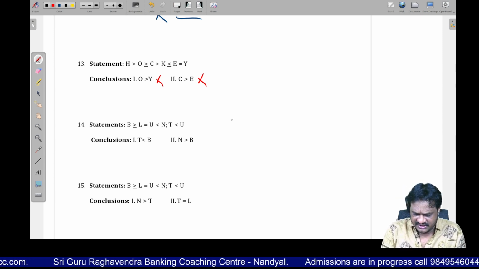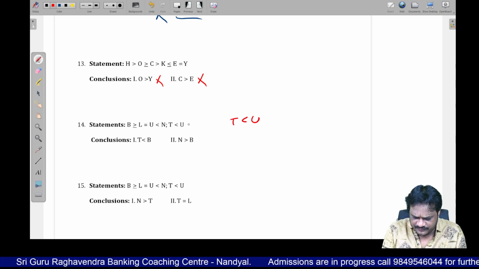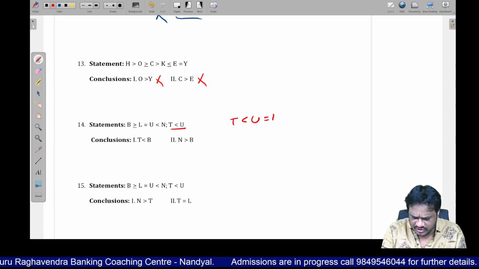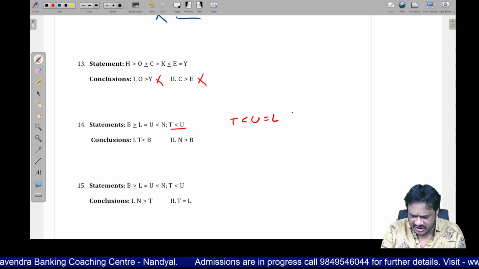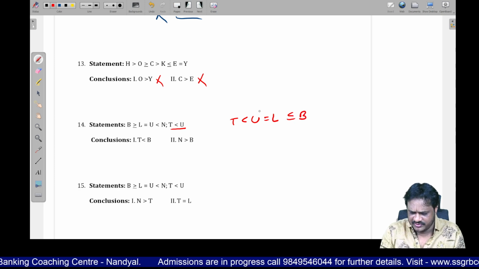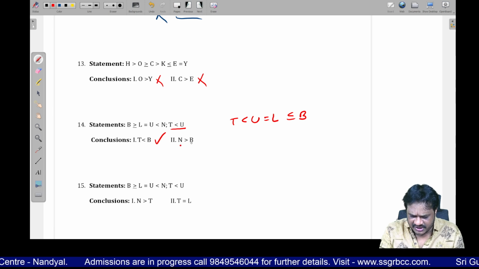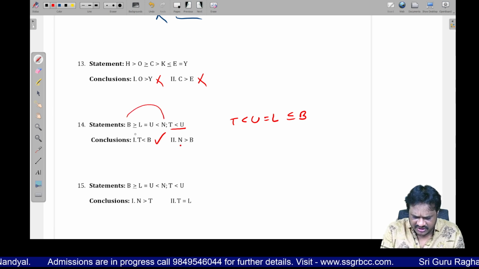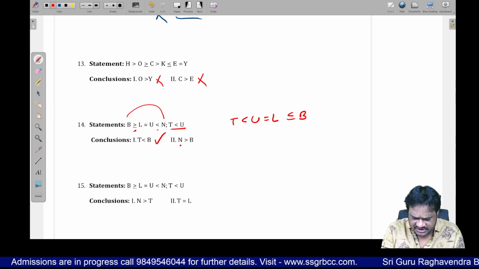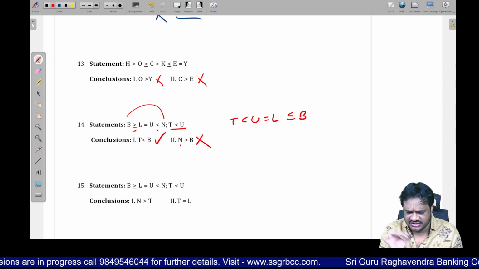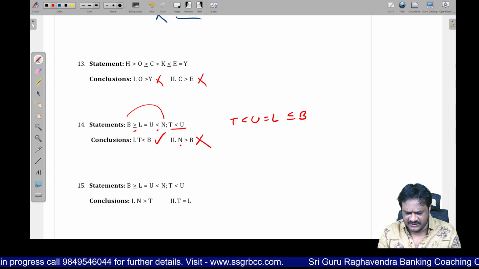Let us see. T less than U is given, U is equal to L, B greater than or equal to L, L less than or equal to B. Therefore, T less than B definitely follows. N greater than B, B to N there is no common symbol. Here there is one symbol, here there is one symbol. So, second one does not follow, only one definitely follows.